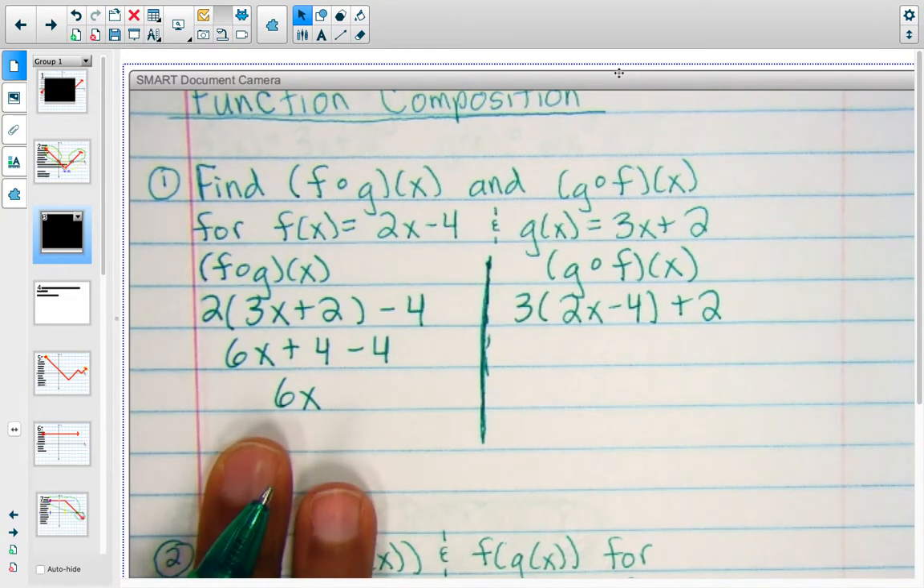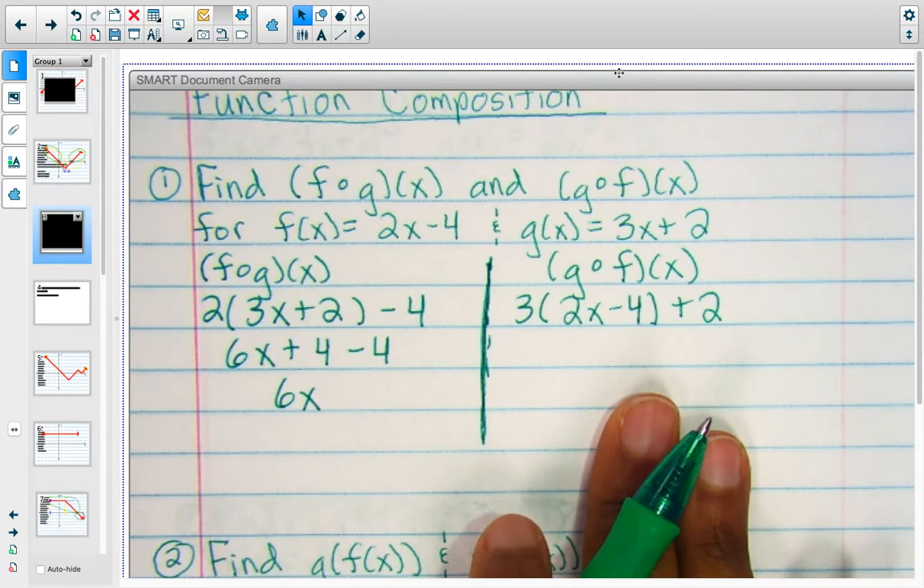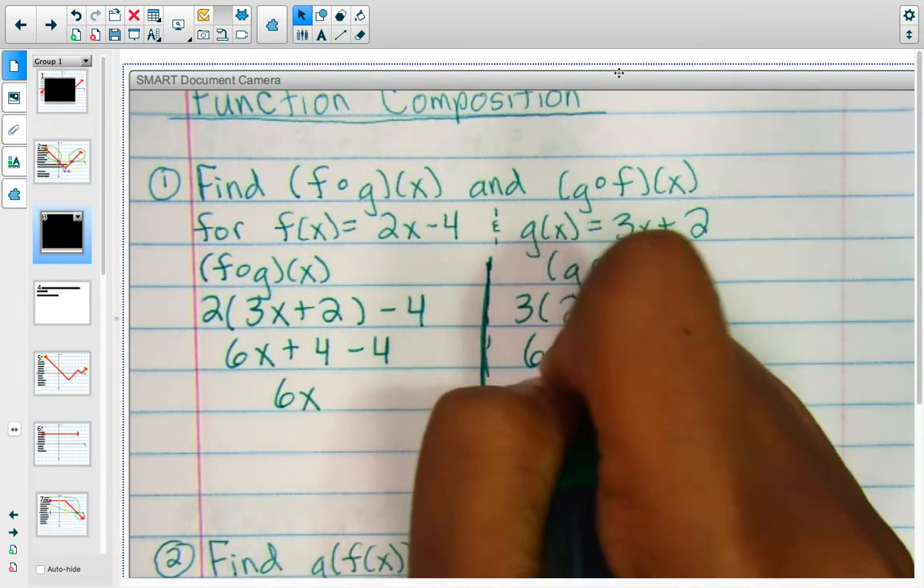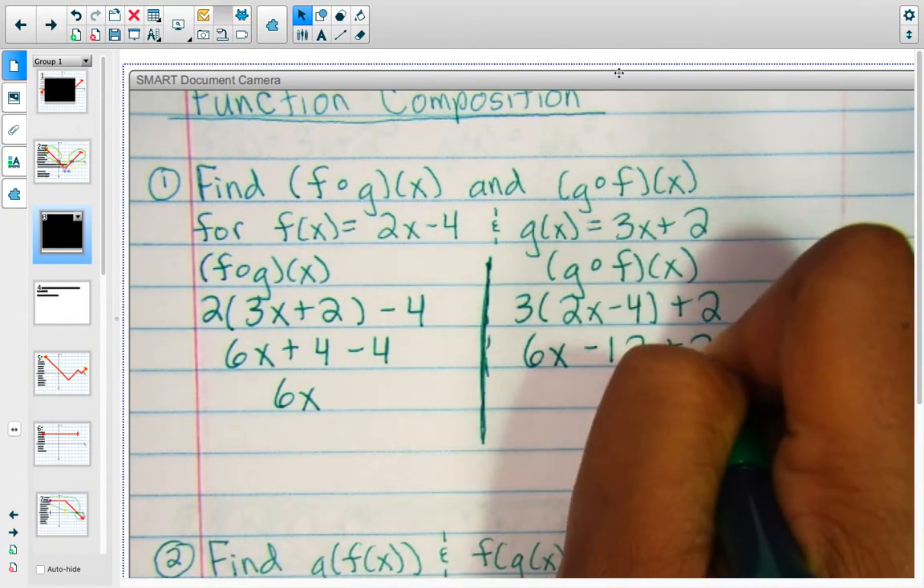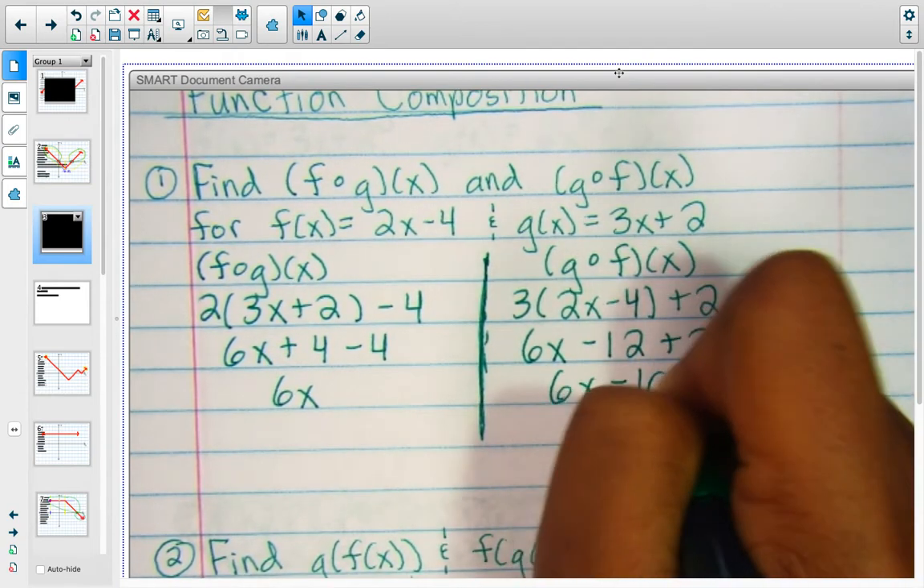And this is a separation here so that you don't get confused. So the left-hand side, I did f of g of x. And this time I'm going to do g of f of x. Go through, distribute. 3 times 2x is 6x. 3 times negative 4 is negative 12, plus 2. Negative 12 plus 2 gives me negative 10.